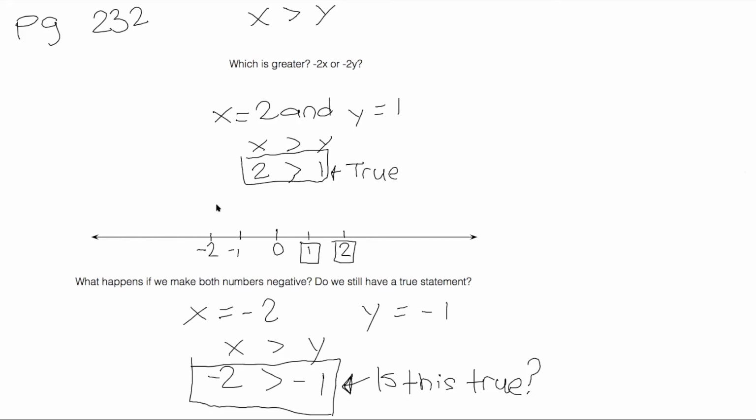Exactly. So looking at the number line, we have -1 right here, -2 right here. Because -1 is to the right of -2, that tells us that -1 is greater than -2. So -2 is less than -1 for the same reason why 1 is less than 2. So this is not a true statement. This is a false statement.